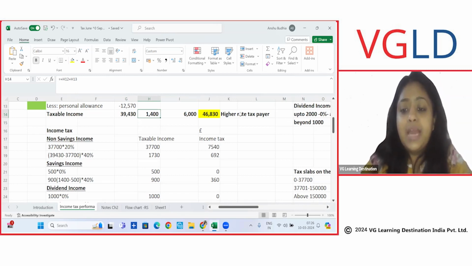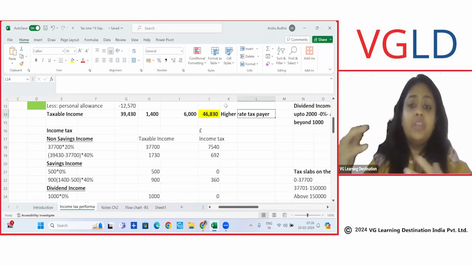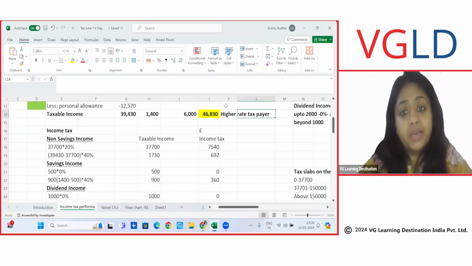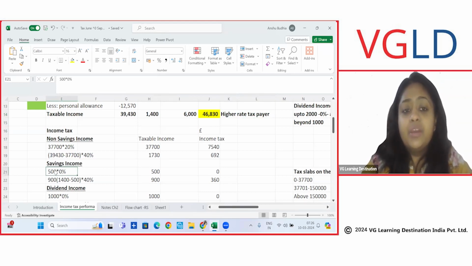Second, please see the category of the taxpayer. For a basic rate category taxpayer, meaning to whom maximum 20% is applicable, there is a 1,000 nil rate band for savings income. For a higher rate taxpayer, the nil rate band is 500. And for an additional rate taxpayer, it's 0 because you're very rich, so you don't need the nil rate bands. Now when you find that he is a higher rate taxpayer, I'll give him a 500 nil rate band.